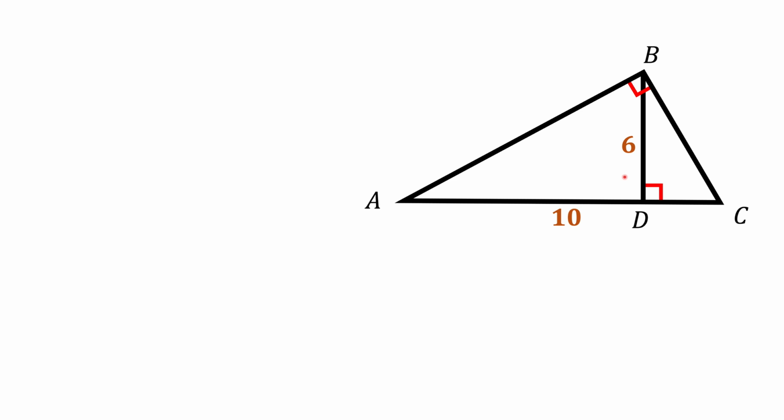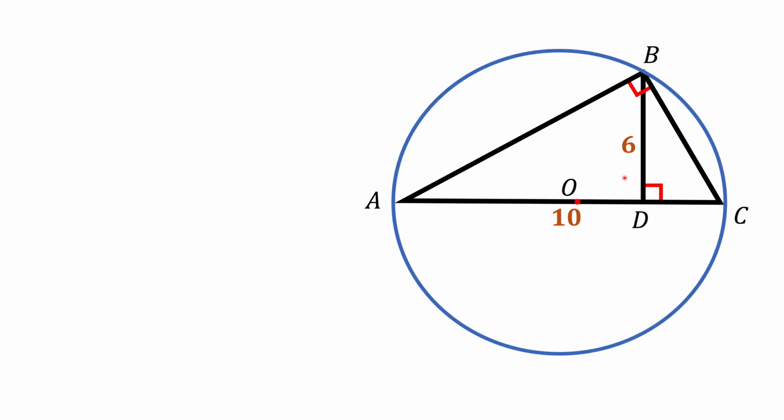Why is this the case? Well, to see that, let's just put a circle around this triangle. And notice in this circle, angle B is an inscribed angle. And we know by the inscribed angle theorem, or by Thales theorem in the particular case when this angle is 90 degrees, that AC has to be a diameter and point O is the center of the circle.